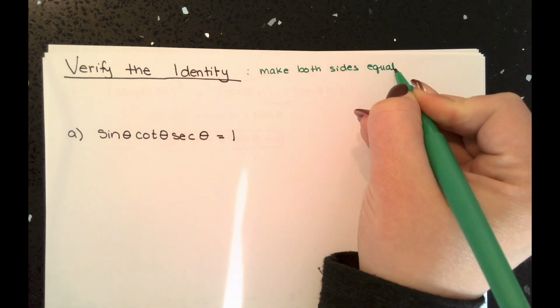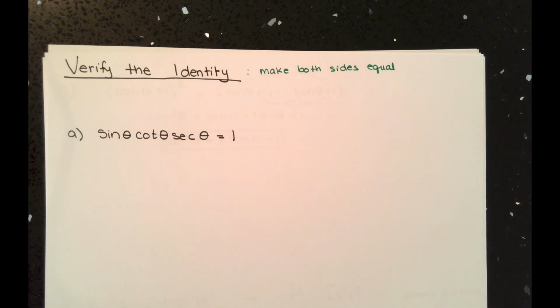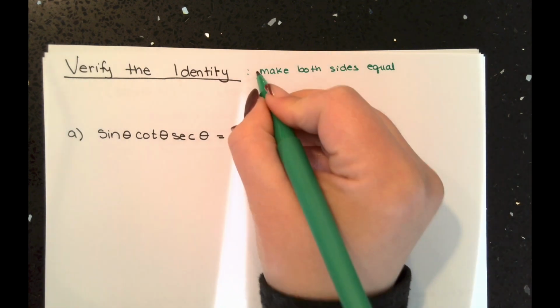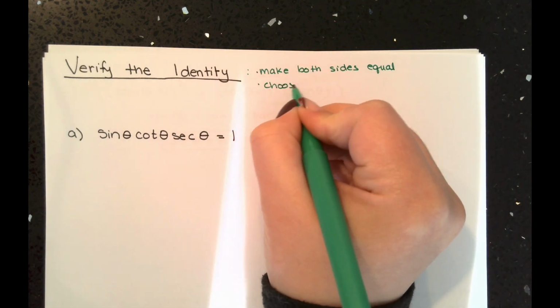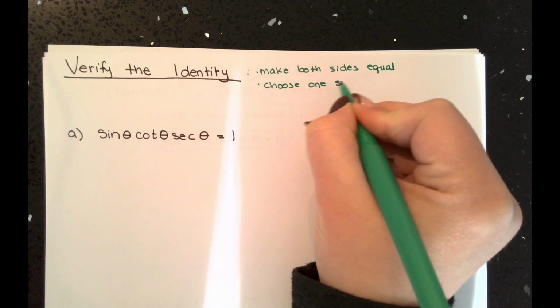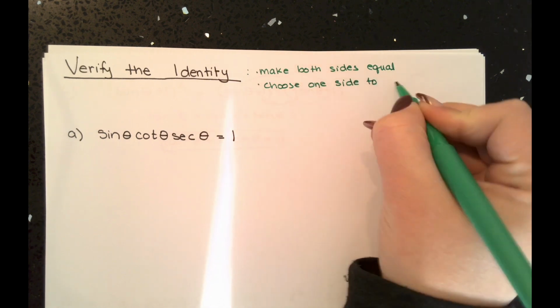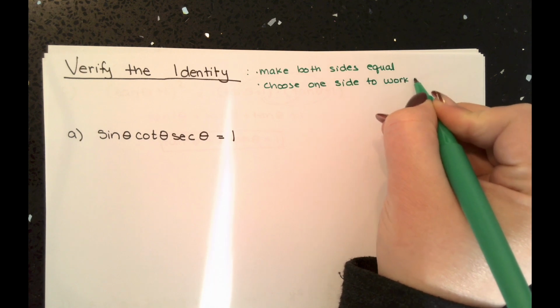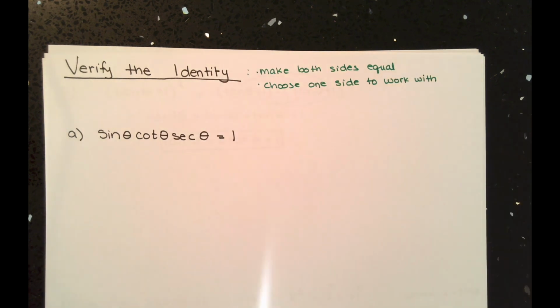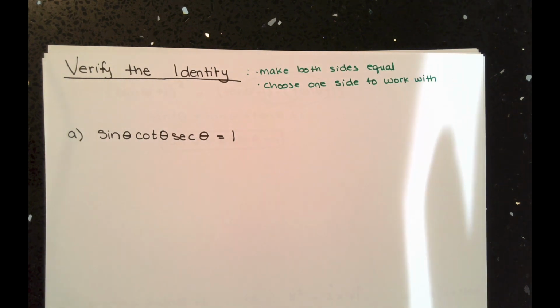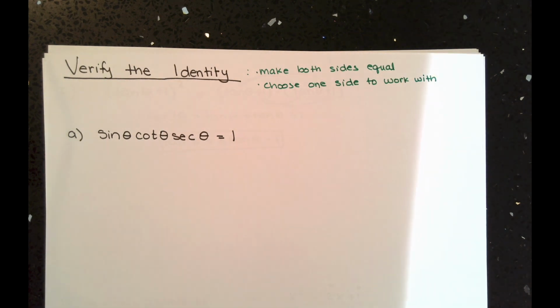Now, my recommendation is do not mess with both sides. Choose one of the sides to work with. Choose the side that seems like it's going to be less complicated, and then make it equal, make it fit to the other one.